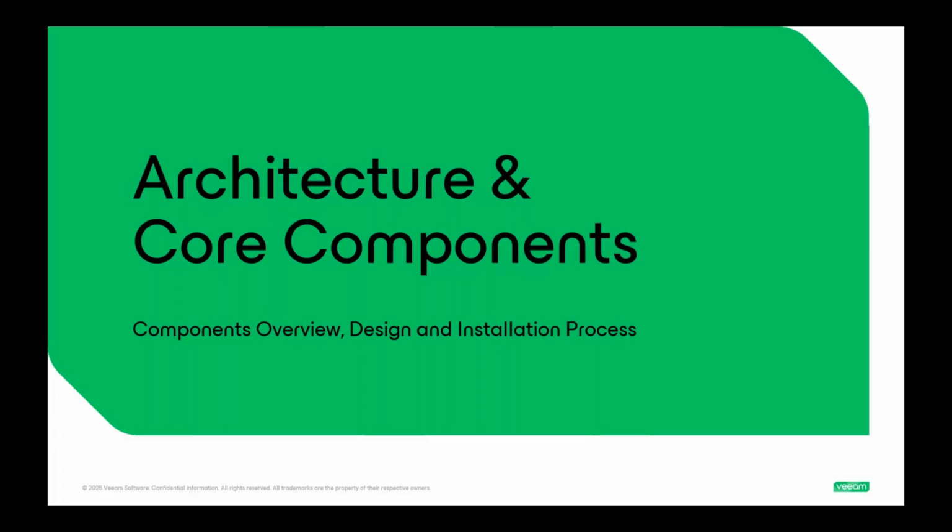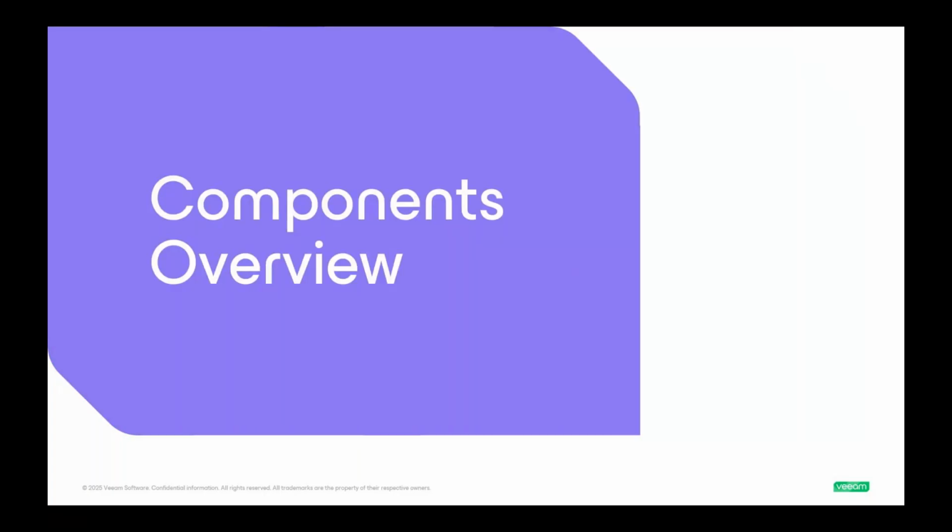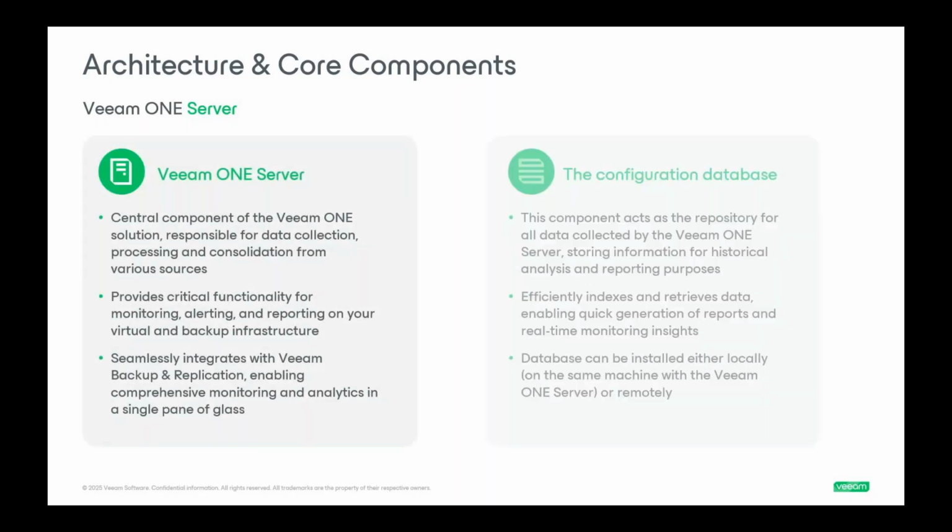Let's jump right into the architecture and core components for Veeam ONE, since we've just gone over the licensing aspects. All right, so we have the Veeam ONE server, which is a central component that is responsible for data collection. This also provides the functionality of monitoring, alerting, and reporting for your backup infrastructure, as well as your virtual infrastructure. We are storing this data in a database, which you can either install locally or remotely. The purpose of this is for long-term reporting and monitoring.